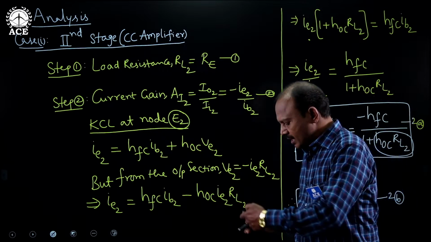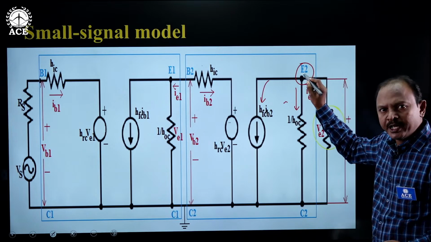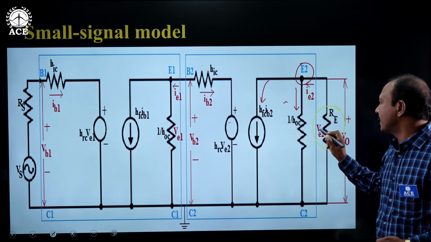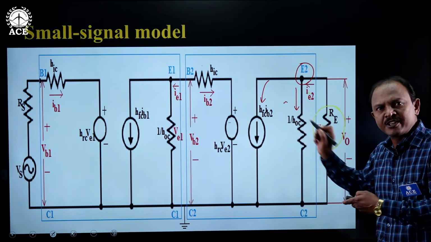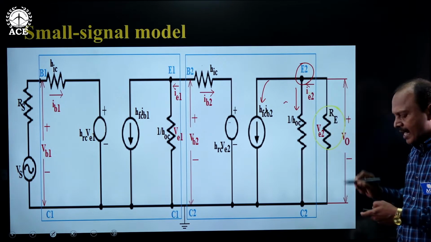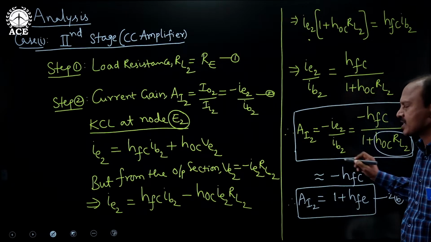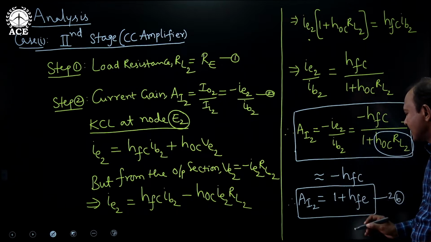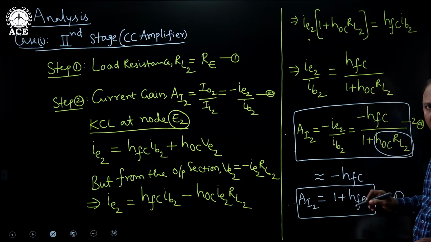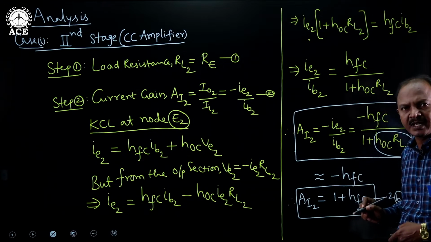Simply what I have done is, in the circuit, I have applied KCL at node E2, and I got an equation called IE2 equal to HFC IB2 plus VE2 into HOC. That is the equation I got. Then I have replaced VE2 with minus IE2 into RL. That is the second work I have done, and then a simple mathematical manipulation, nothing more than that. So that gives us overall current gain. Accurate equation is minus HFC by 1 plus HOC RL2, or approximately we can write it as 1 plus HFE. This is the analysis for current gain.